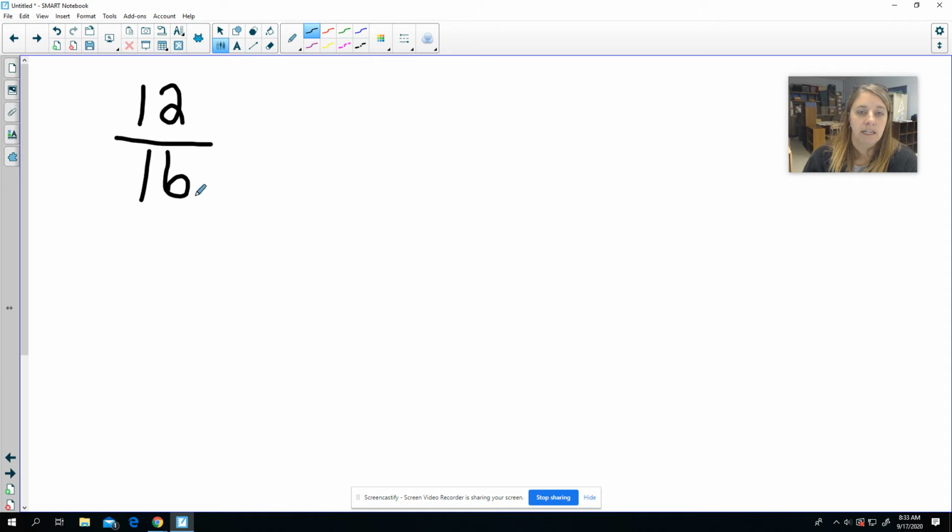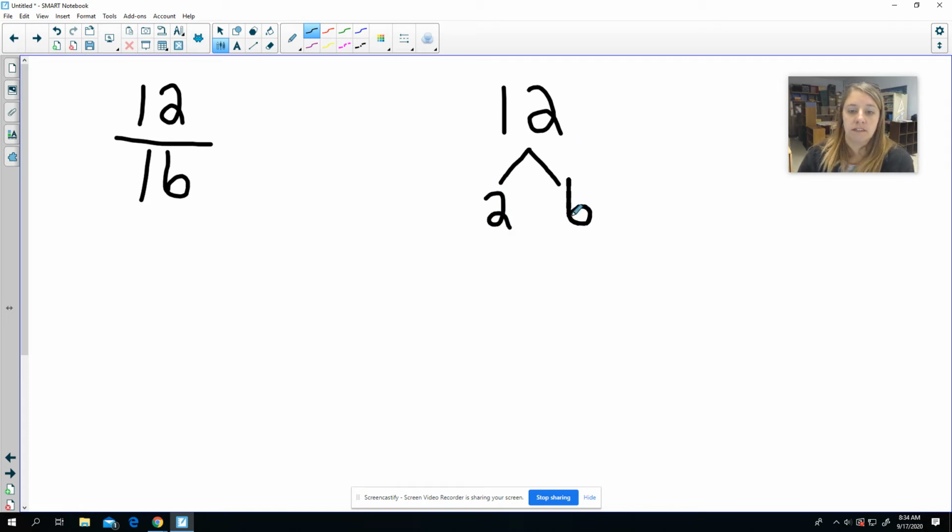We need to take each of our numbers to the side, and we are going to break it apart by giving them 2 branches. So I have 2 branches for 12, and we need to think of the ways we can make 12 with multiplication, but we can't use 1. So we had 2 times 6.